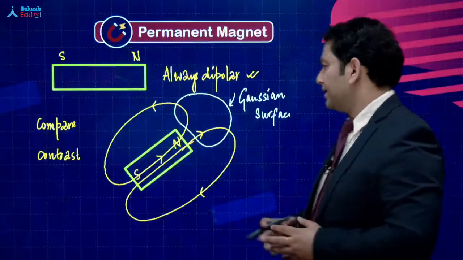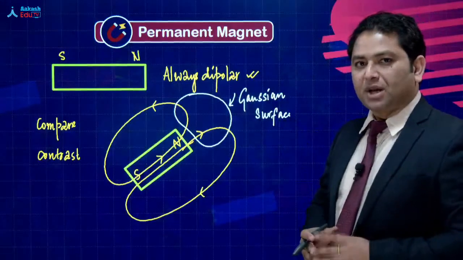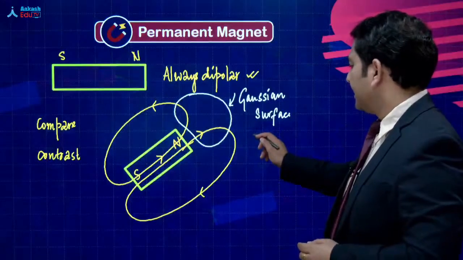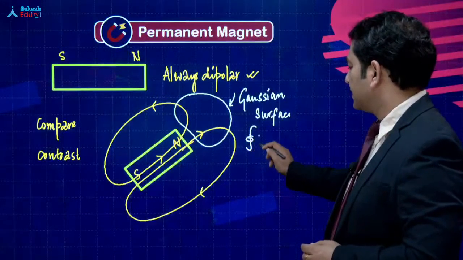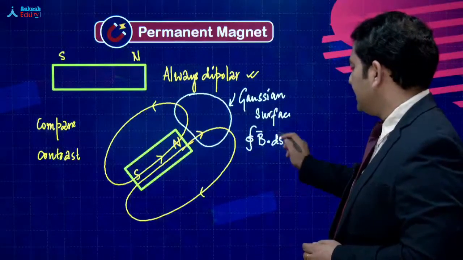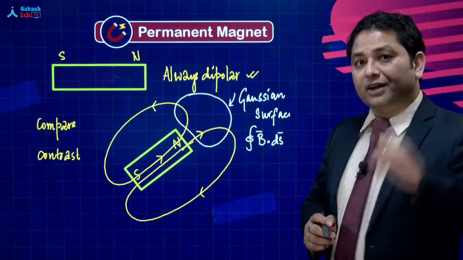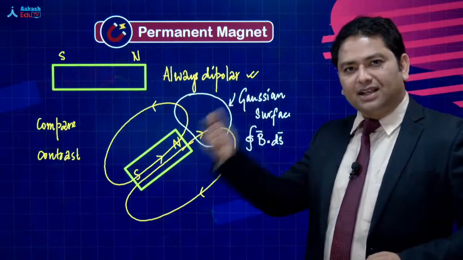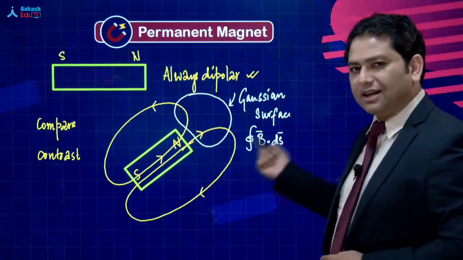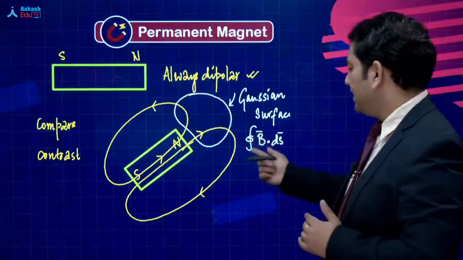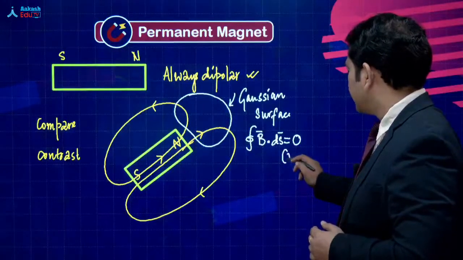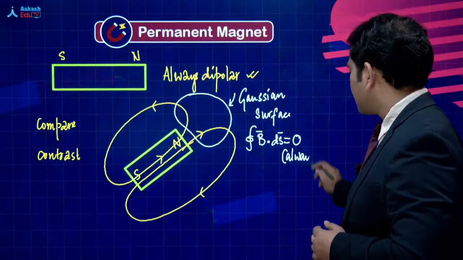So let's see, I made a Gaussian surface. It's a closed surface. It's not a line. Now, if I try to apply that, you would get integral B dot ds. Now, in electrostatics, it was E dot ds, right? Electric field dot ds, but here it is B dot ds, and this will always be 0. ये हमेशा ही 0 होगा.